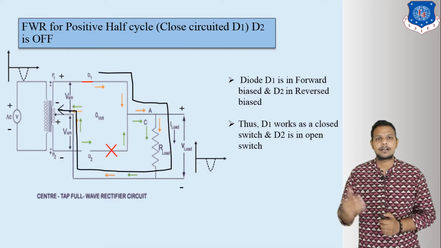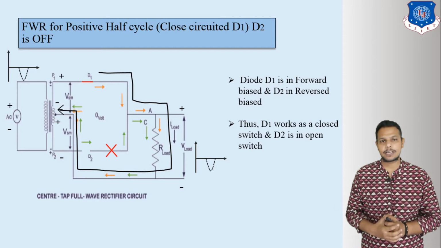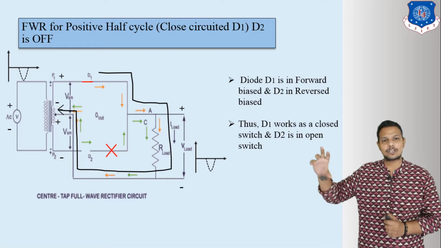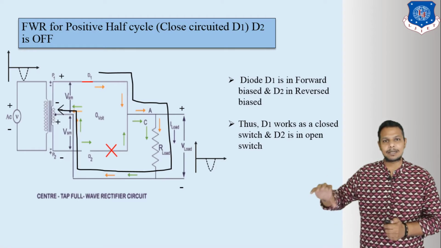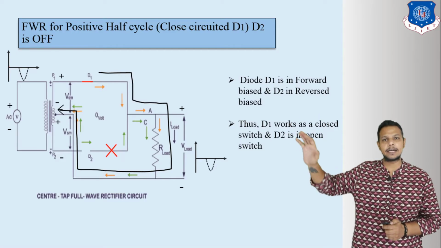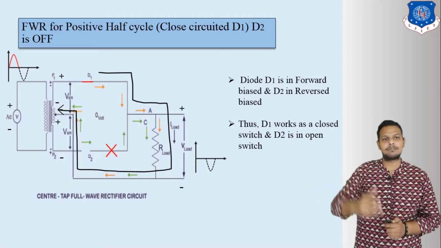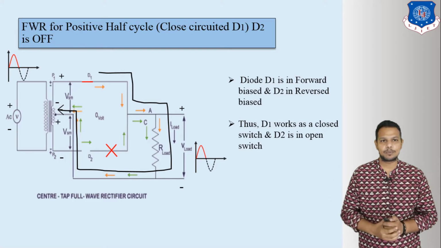So D1 works as forward biased, or closed circuited, and D2 works as open circuited. That means we will get output across this load resistance. It is similar to whatever we applied at the input side. Like, we applied positive half cycle and we will get positive half cycle at the output side.